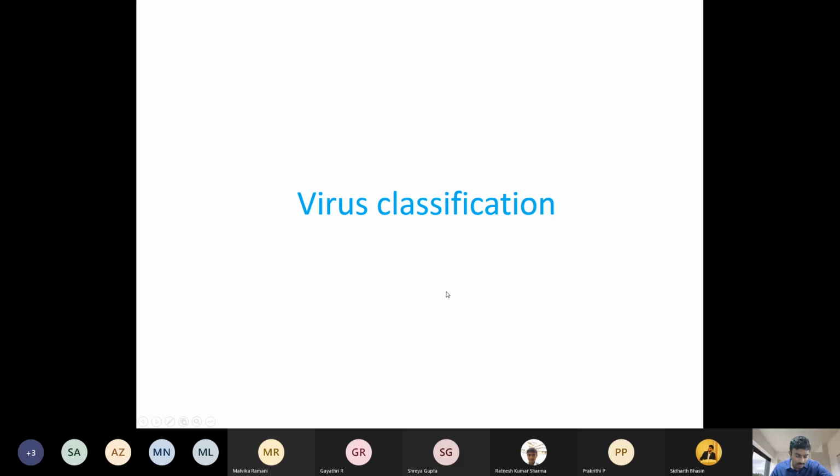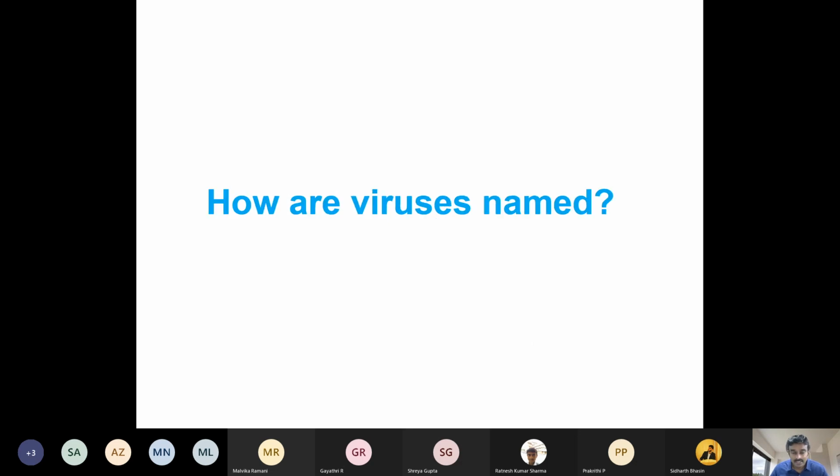Okay, today what we're going to do is look at virus classification. Now, can anybody think of some virus names and what they are named based on? Just based on whatever we've looked at so far in this course or anything else that you know, how are viruses named? Just think of a virus and think of its name. What is the basis for naming?